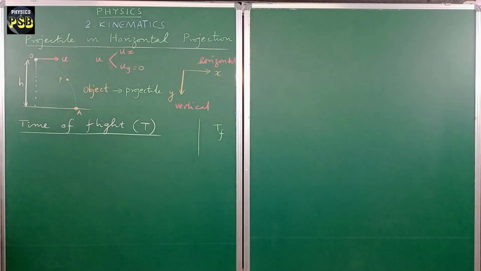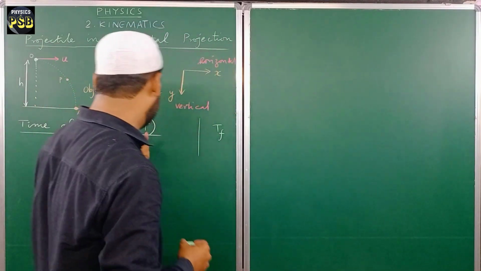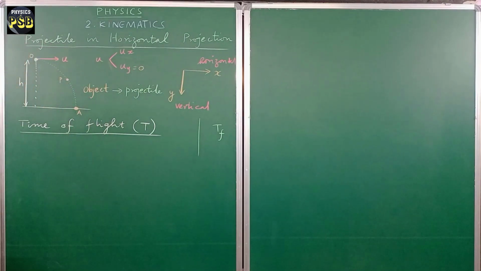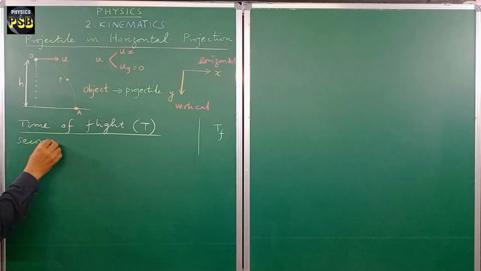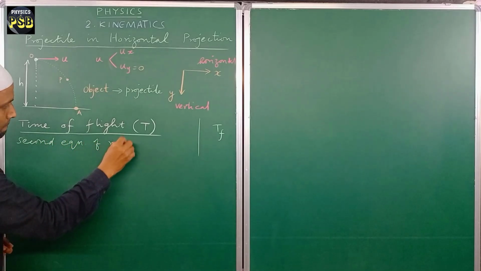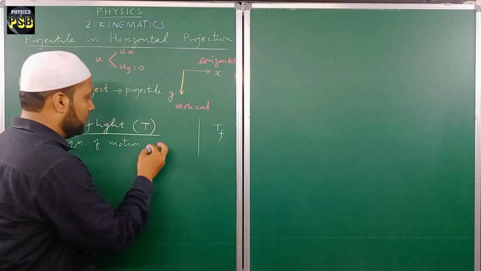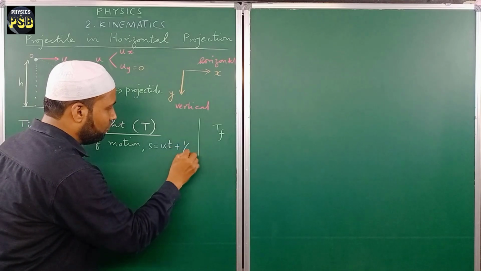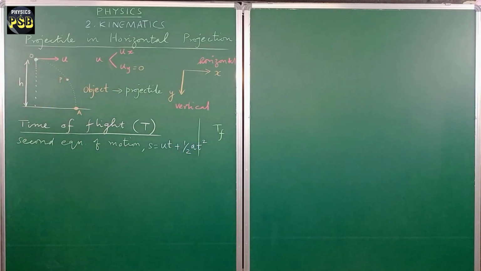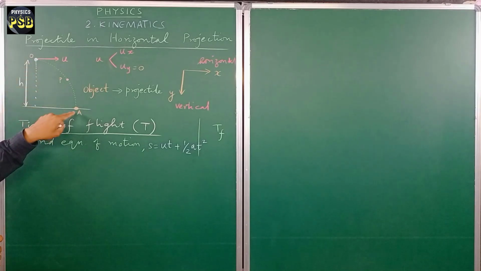So here the total time taken by the object to reach A from O is referred to as time of flight, represented by the letter capital T. Now to get the expression for time of flight, again I use the second equation of motion, which is nothing but S equals ut plus half at square. Understand? Now I'm going to make certain changes to this according to our case. Here the object is found to be traveling in the vertical direction to reach A, isn't it?